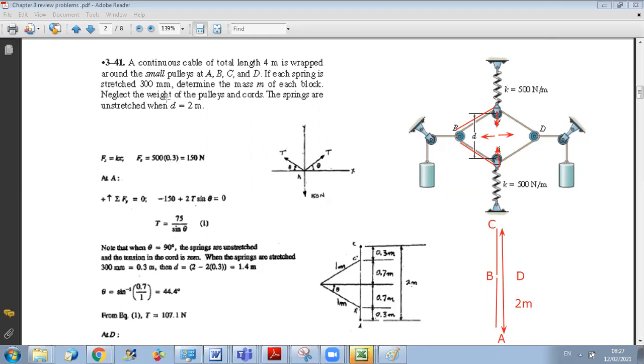You know that the stretching is 300. This means what? That point C should go downwards 300 millimeters or 0.3 meter, okay? And A should go up 0.3 meter, okay? So in order to obtain the stretching of 300 millimeters, what will be the new length between C and A?